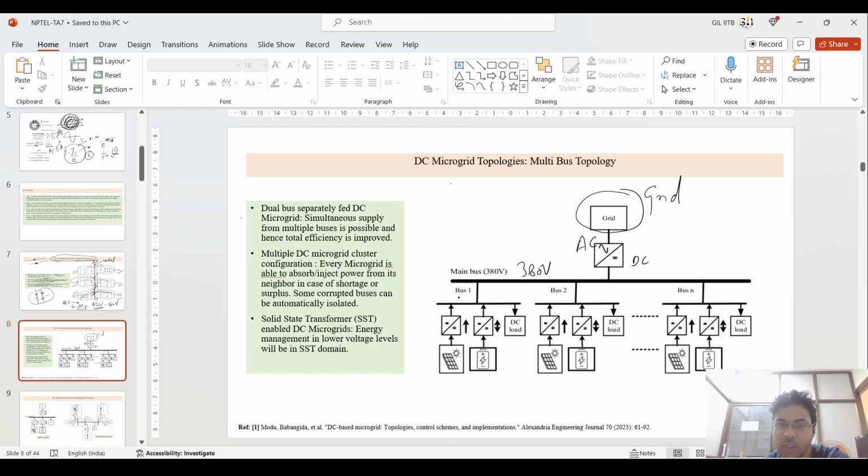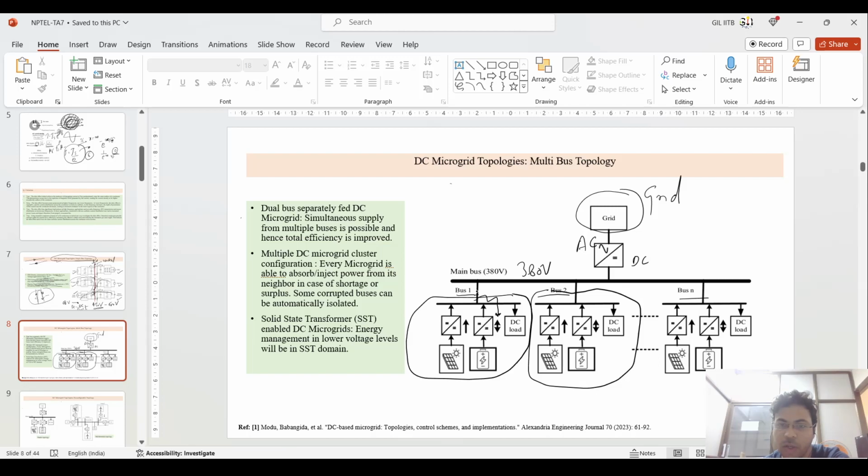And if you see that there are certain buses, bus 1, bus 2, bus n. So each bus is connected to some kind of distributed generators, and others are also connected. So this is bus 2, suppose this bus 2 is fully isolated with the bus 1.